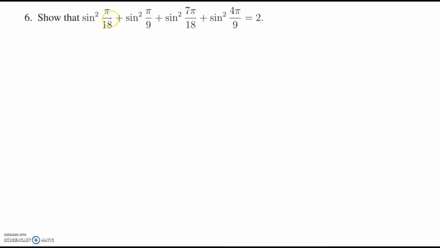Show that sine squared pi by 18 plus sine squared pi by 9 plus sine squared 7 pi by 18 plus sine squared 4 pi by 9 is equal to 2. Now let's replace all the pi with 180 degrees and let's see if we can simplify all these values. So given to us, sine squared pi by 18 plus sine squared pi by 9 plus sine squared 7 pi by 18 plus sine squared 4 pi by 9.